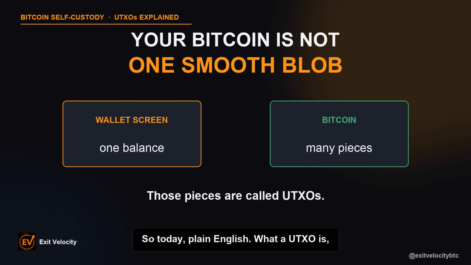So today, plain English, what a UTXO is, why your wallet hides it, and how tiny repeated buys can quietly turn into a messy wallet later. Start with the cash analogy.